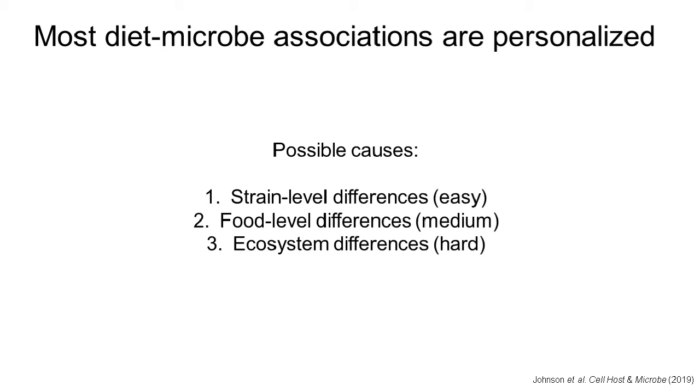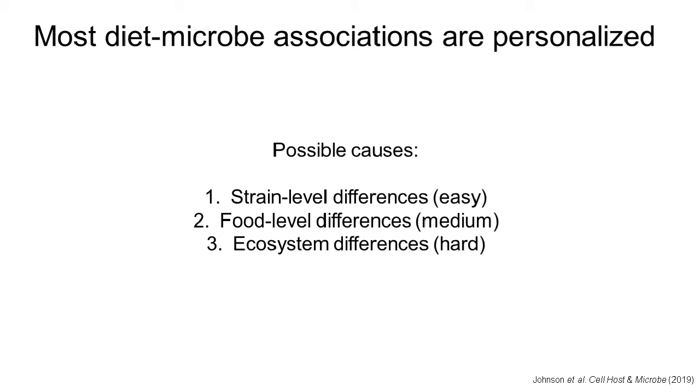One of the possibilities is that it's just strain level differences. So, okay, my Bacteroides species 116 is actually a slightly different strain than your Bacteroides species 116, and they have different metabolic capabilities. That's why they respond differently to the same food. I marked that as easy because we can do really deep shotgun sequencing and assemble the genomes and find out what the strains are. We could also culture the bugs from different people's guts and compare them.